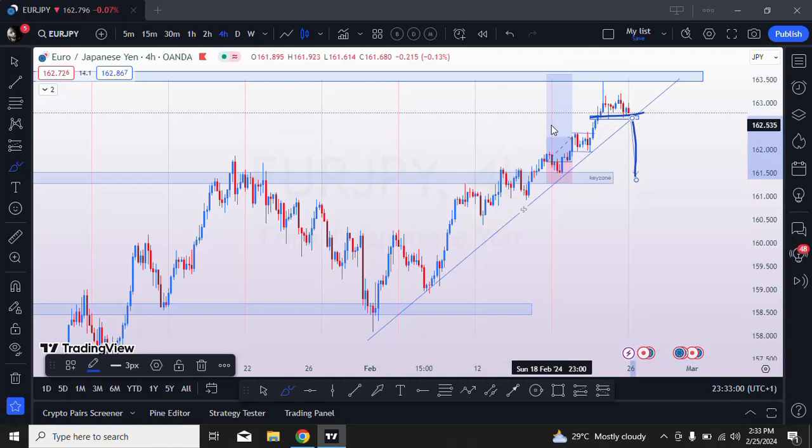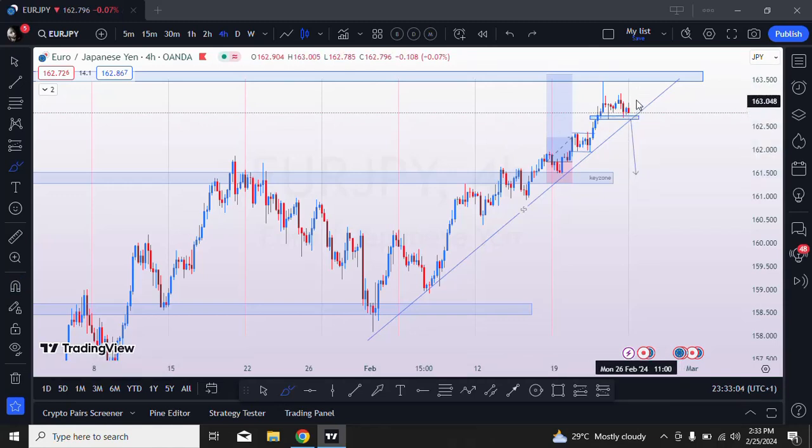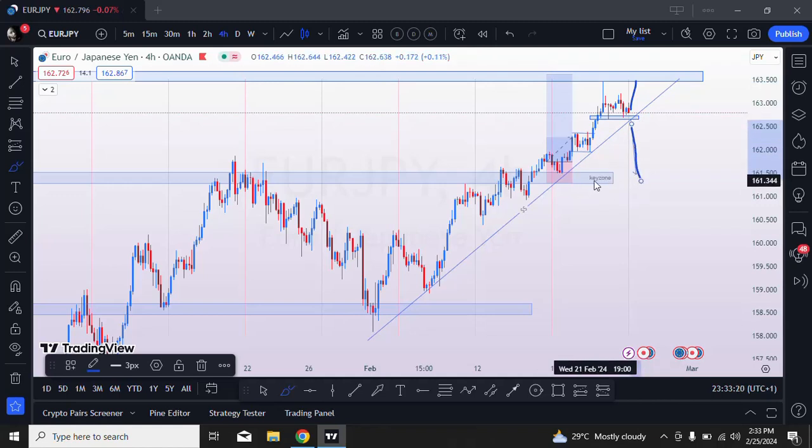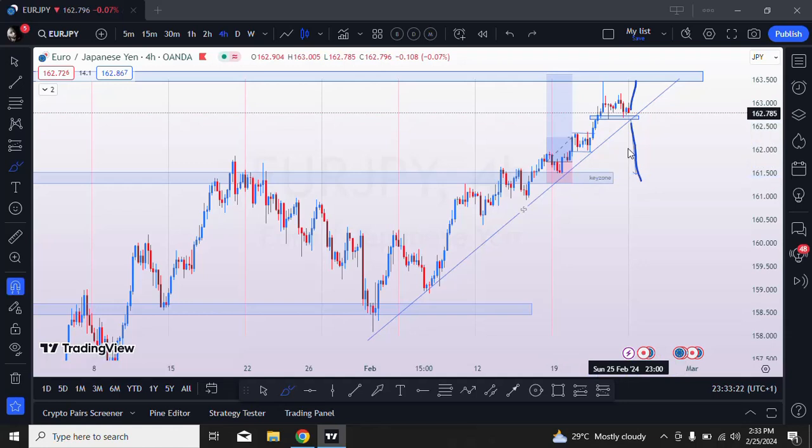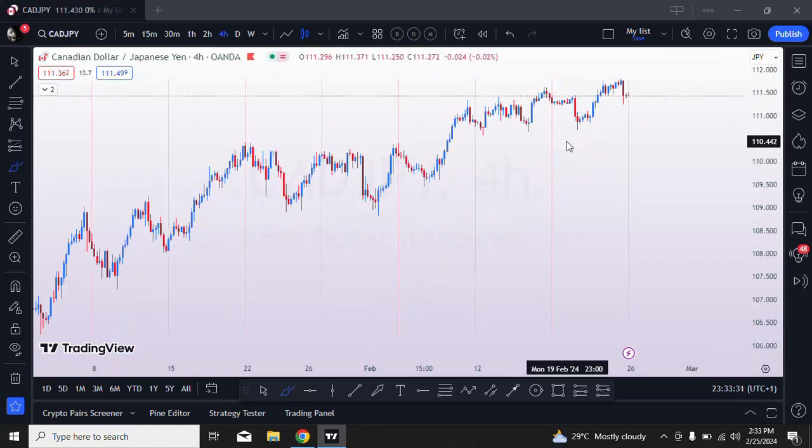My number one bias is what? A return, a reject from this support, and I'll be looking for a buy opportunity to this level. But if it fails, breaks this support and breaks this trend line, I'll be looking for a sell opportunity, and my target level will be this area, right? Hope you are catching my flow. Very simple analysis. I don't complicate things at all, right?